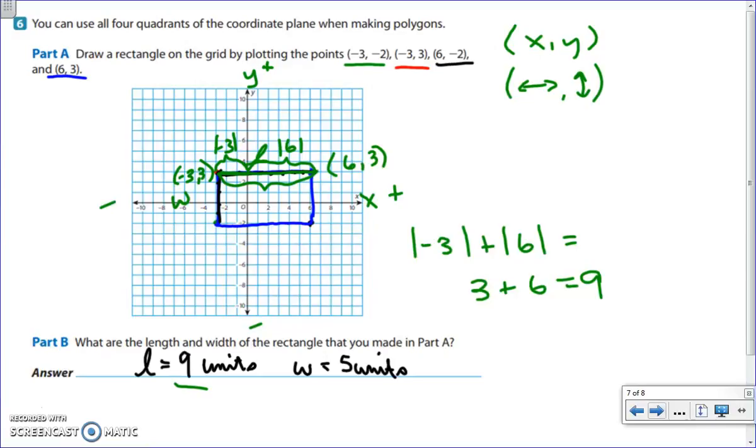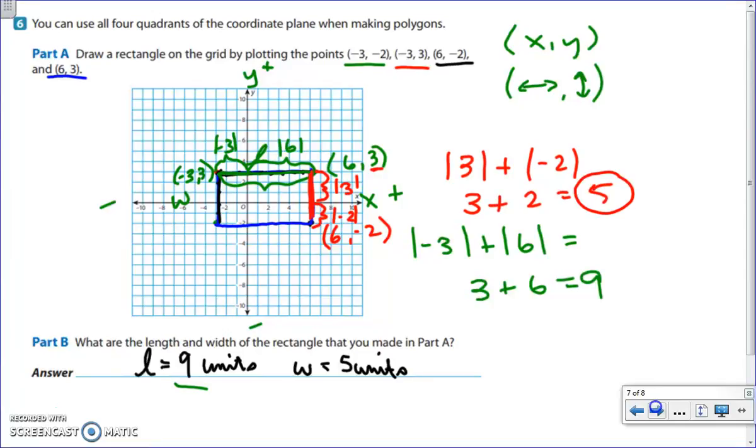We can do the same thing with the width, except for now we're referencing the x-axis. If this is the coordinate 6, -2, then I know that the distance from here to here can be represented by the absolute value of -2. The distance from here to here can be represented by the absolute value of 3. So the sum of those distances could represent the entire distance itself. So that would be the same as 3 plus 2, which equals 5. There's a distance of 5.